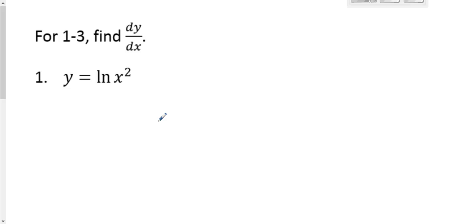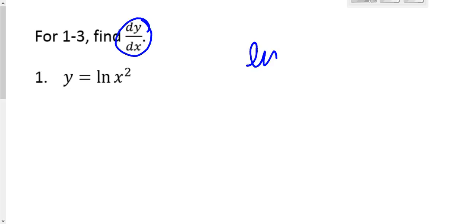Okay, so looking at the first three problems, we're asked to find dy dx. So that means that we are looking for the derivative, okay? So in this case, we are going to look at the ln and remember.